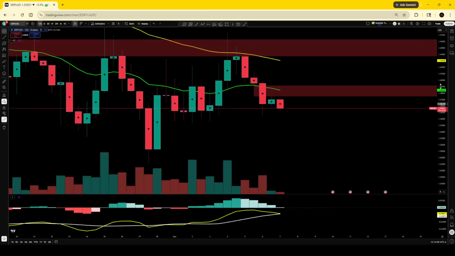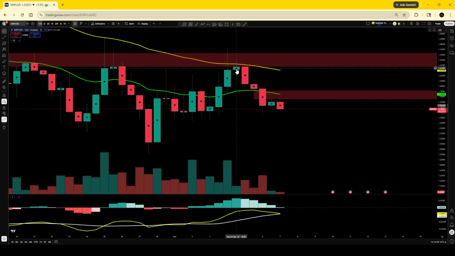Let me find one on here. There's one right here. Price rejected up here, all up here, and then boom, it started to come down. All right, candles are order flow.